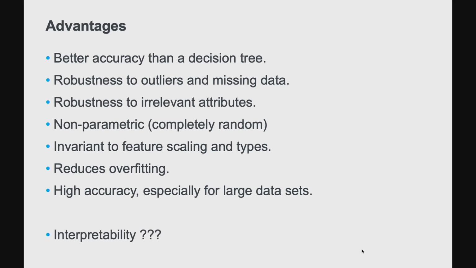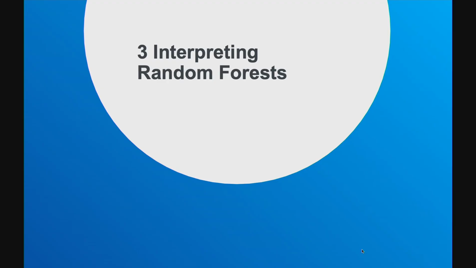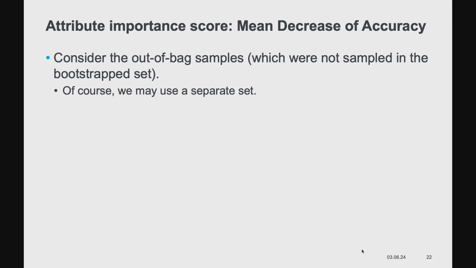Interpretability is reduced because we can no longer, let's assume we have 100 trees. In every tree we can go down the path to see why a decision was made, but then it's not one path that we have to go down, but 100 paths. And so the interpretability is reduced. But we can still look at the interpretation of random forests, and that's what we want to do here.